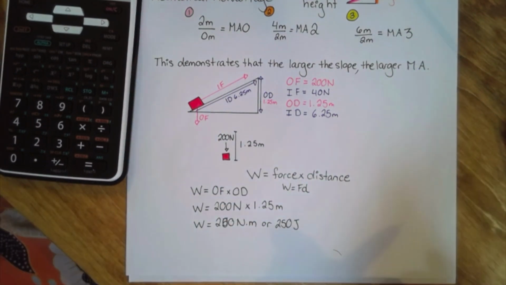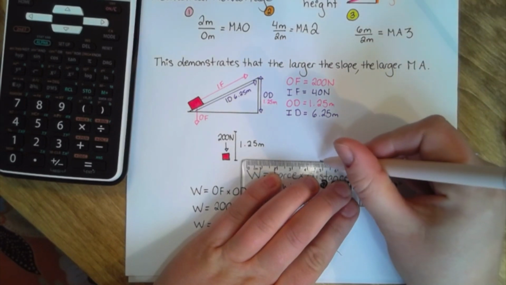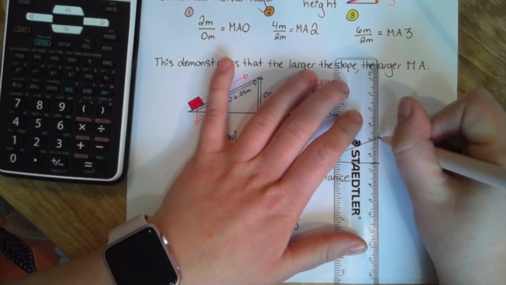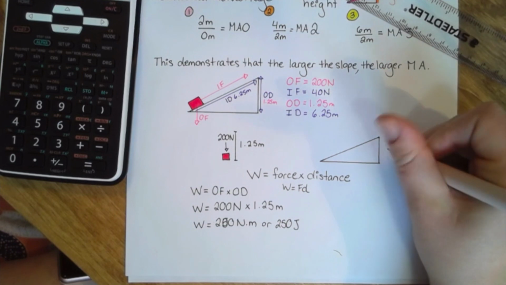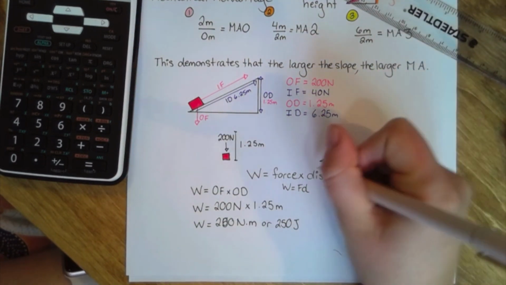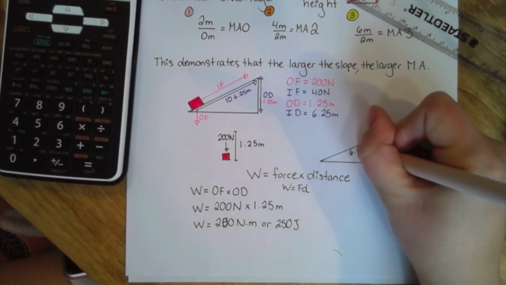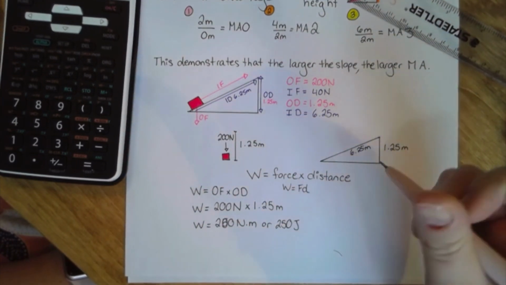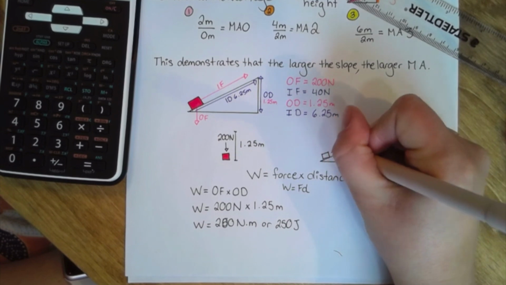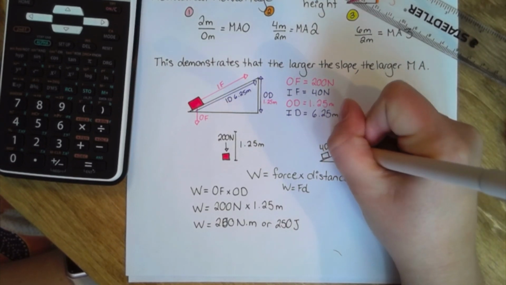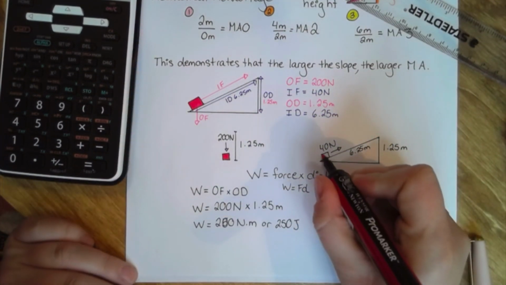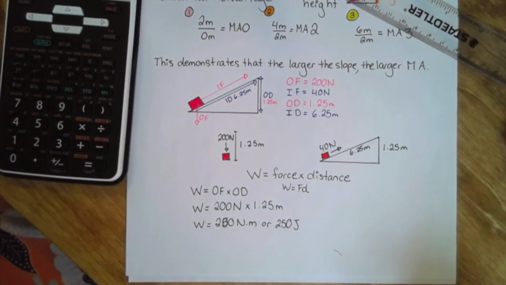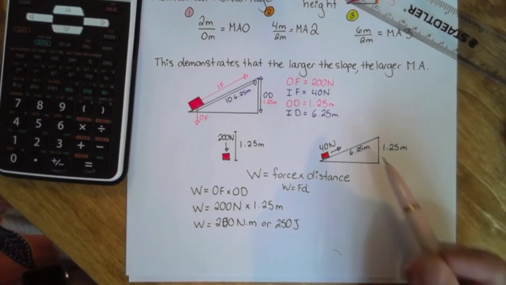Now, our second example: what happens if we use the inclined plane? Our height is the same. It's still 1.25 meters, but now we have a slope here as well, and that's going to be 6.25 meters. That is our input distance. We have the same box, but it only requires now 40 newtons of effort. So the amount of force that we have to put in is less.